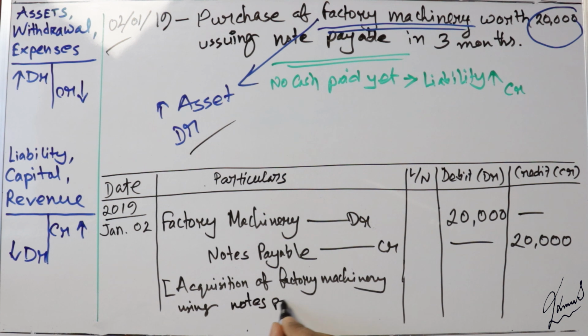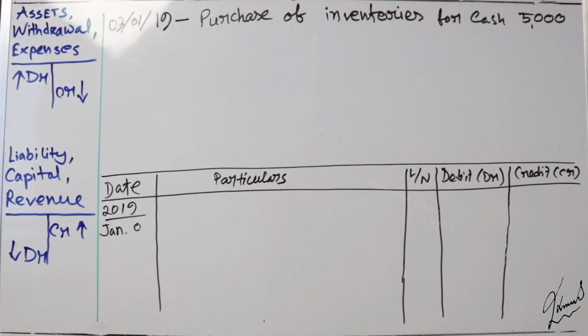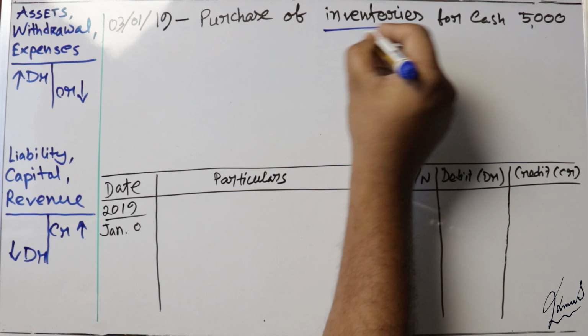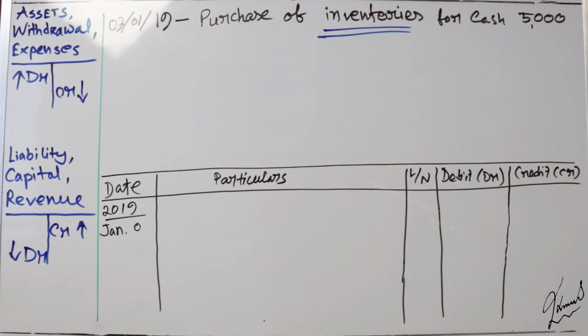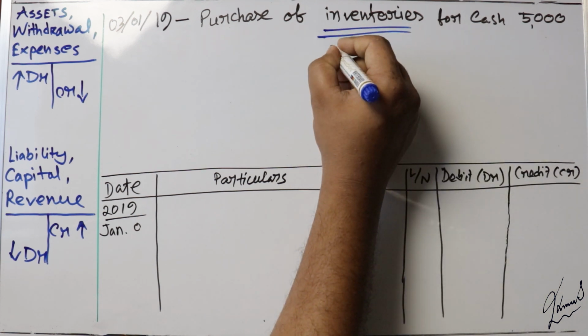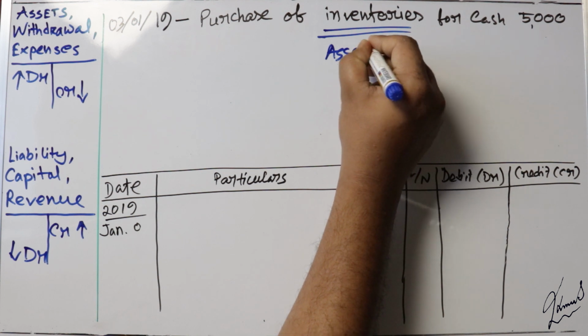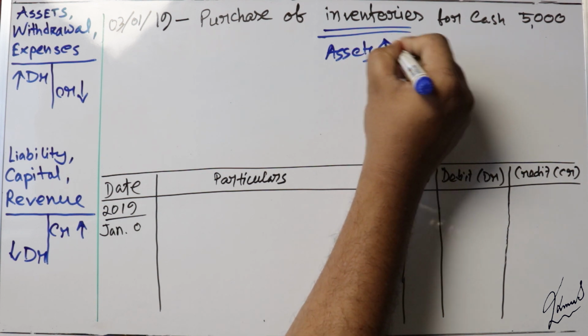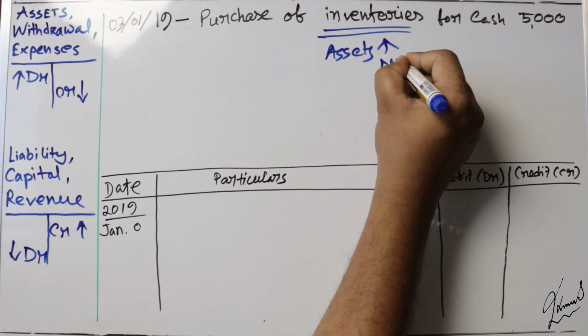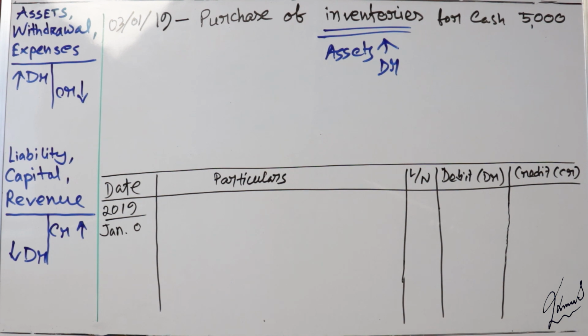We will go to our next transaction. Our next transaction is purchase of inventories for cash, 5,000, and that is on 3rd January. So inventories have been purchased. Inventories are assets. Since they have increased, it is a debit.